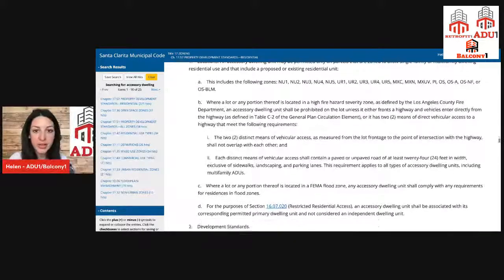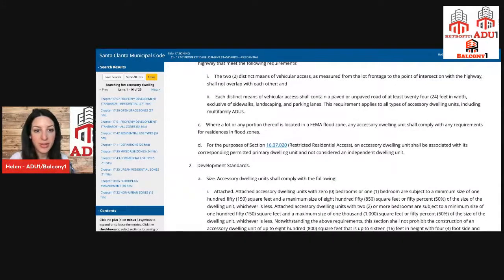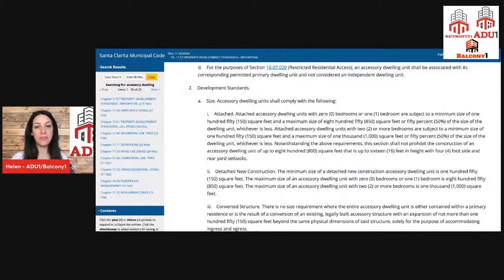So anyways, Santa Clarita. I'm just trying to skim through to really the important pieces that we should know. Okay, here, size. This goes for attached. The minimum size is 150 square feet, and the maximum is 1,000 square feet. So this basically applies to, let's say you have a single family home and you are doing new construction and attaching it to the existing construction.